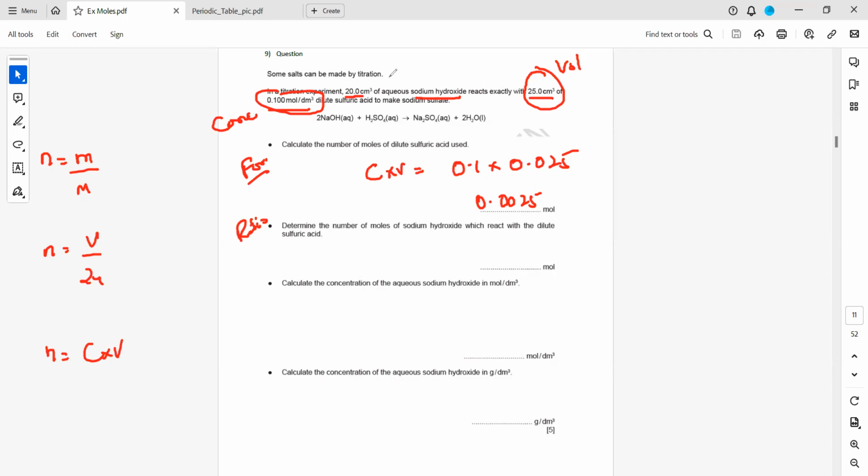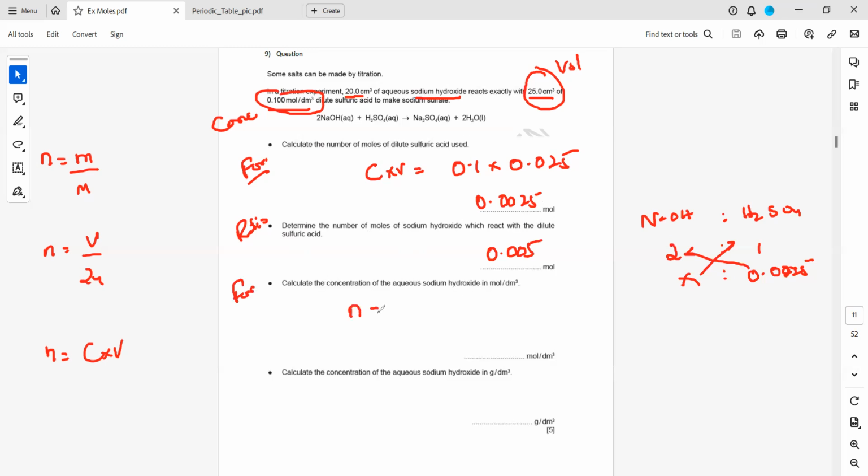So what is the ratio between the sodium hydroxide and sulfuric acid according to the equation? There are 2 moles of sodium hydroxide to 1 mole of sulfuric acid. If we have 0.0025 moles of sulfuric acid, how many moles of sodium hydroxide should be there? It will be X. So what we simply do, we cross multiply. So 0.0025 multiplied by 2. So 0.005 moles will be there for sodium hydroxide. So first we use a formula, second we use a ratio. Third, again, we will use a formula to calculate the concentration.